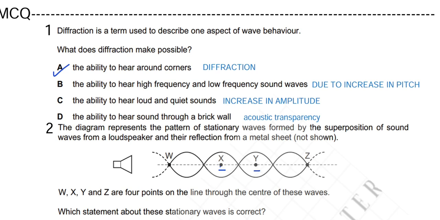The next one is B, the ability to hear sound, a high frequency, low frequency. This thing is affected by pitch, and pitch is not affected by diffraction. And the volume of the sound, which is loud and quiet sounds, this is all affected by amplitude. So amplitude is not affected by diffraction, so this is also not the answer. And the ability to hear sound through a brick wall, this is due to acoustic transparency, means like conduction, and obviously diffraction doesn't happen like that.